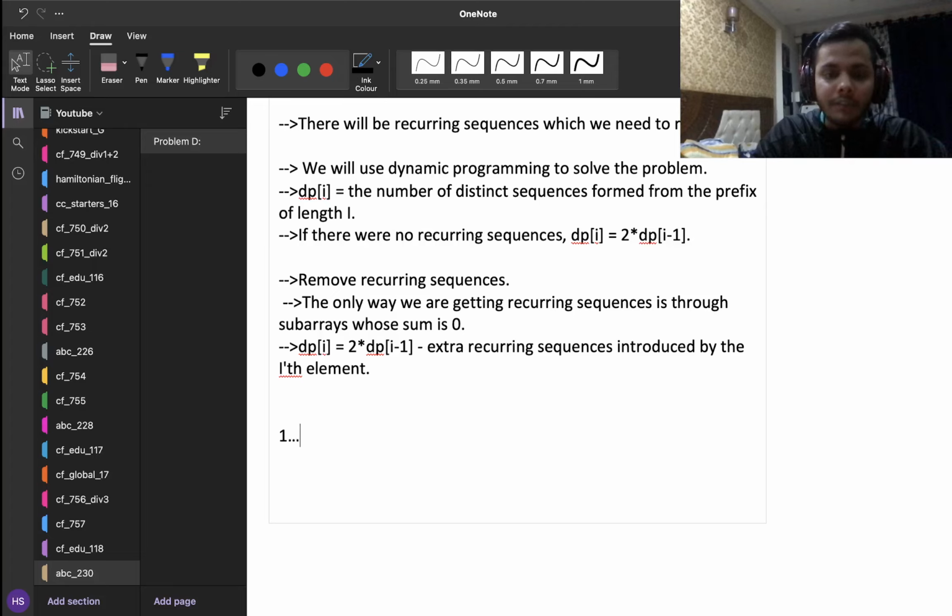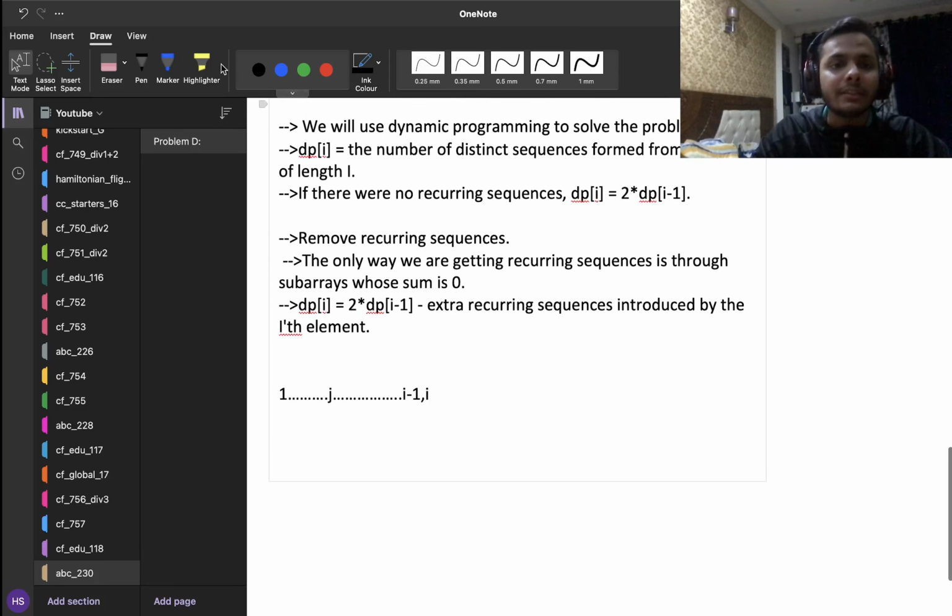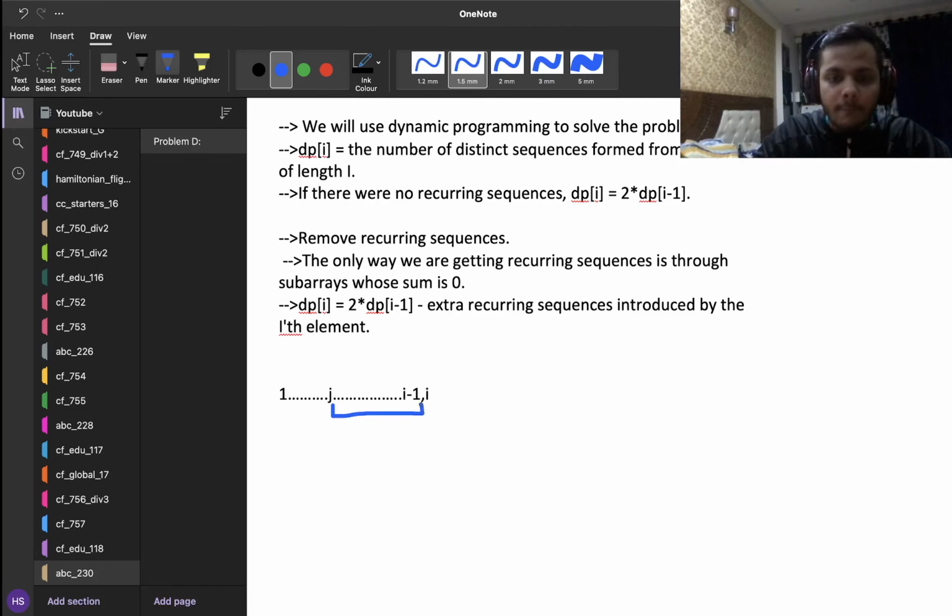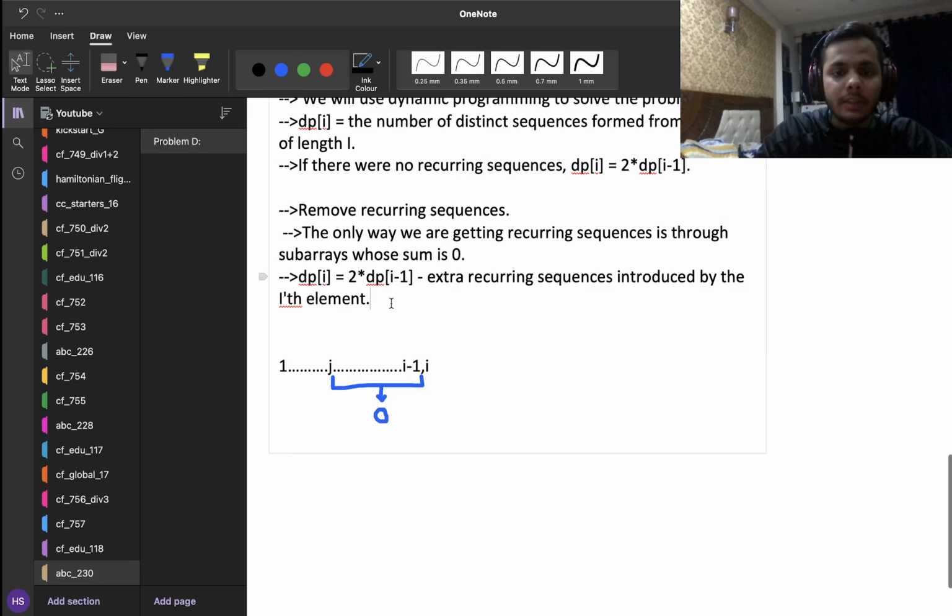So I'm starting from 1, and let's say there is an element j, and then there is I minus 1, and then there is I. And I want to calculate dp of I, and obviously you might be wondering what this j is, so let's define it as well. So let's say that j is the rightmost such element such that the sum of the elements in j plus 1 to I minus 1 is going to be 0.